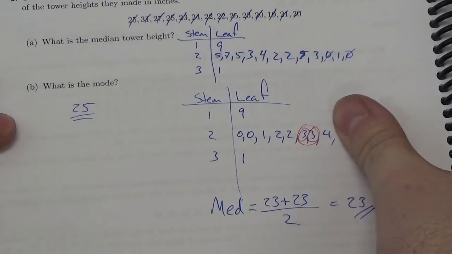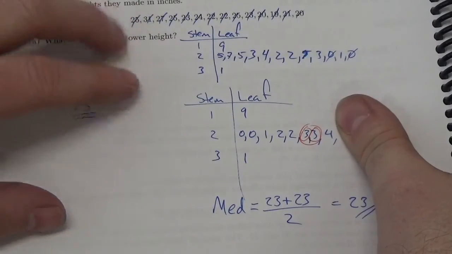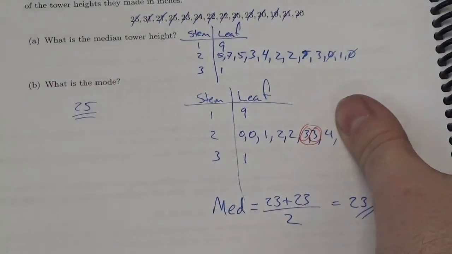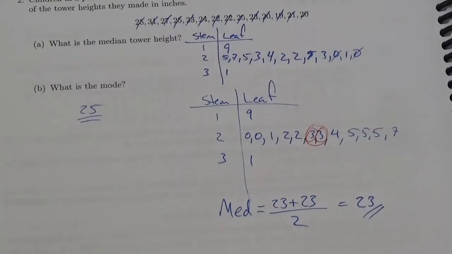If the 5s weren't there at all, if this was my data, I would have said that this is trimodal data. 20 shows up twice, 22 shows up twice, 23 shows up twice. That's the most, twice is the most frequent that something shows up. This is trimodal data. That's what I'm trying to get at. I hope that makes sense.